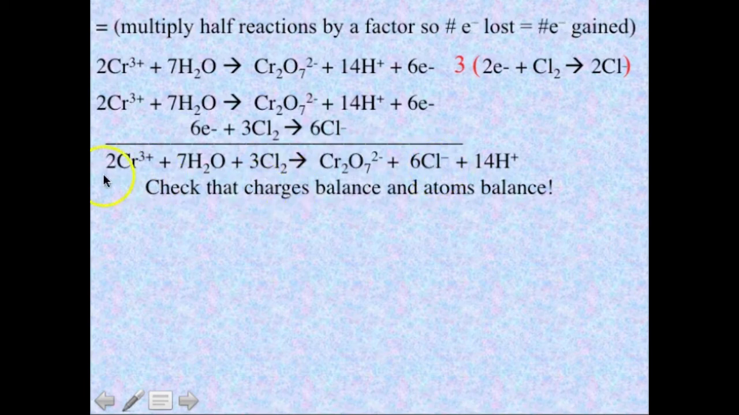What about our charges? 2 times 3 plus is 6 plus on the left, and on the right we have a 2 negative, a 6 negative, that's 8 negative, and 14 positives. Add those together, that's a 6 plus on the right. So the charges balance, the atoms balance, and we're done.